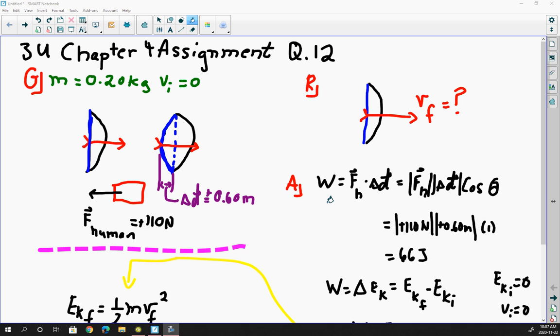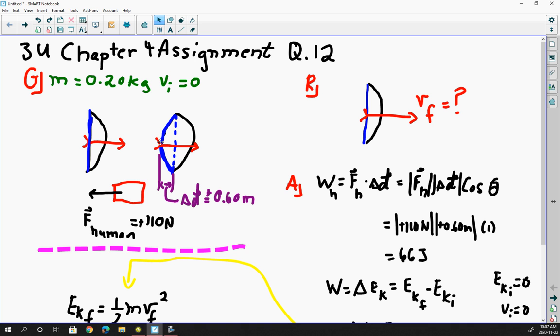So that work done by the human, it's the work done by the human on this arrow. That work done by the human is equal to this equation here, force human dot displacement, which is the magnitude of the force, the magnitude of the displacement times the cosine of the angle between these two vectors. Well, we know the force, we know the displacement.